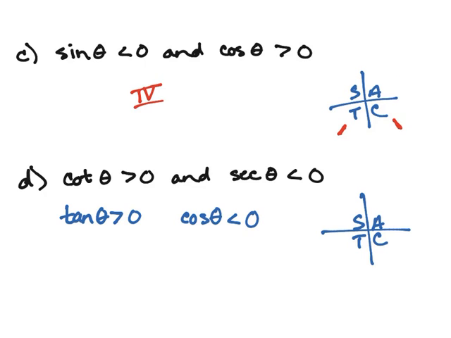All right, tangent is greater than 0. So we got tangent's positive. That means we are in quadrant 1 or 3. Cosine is less than 0. So which quadrant are we in? We are in 3, where tangent is the only positive trig function. Well, tangent and cotangent.